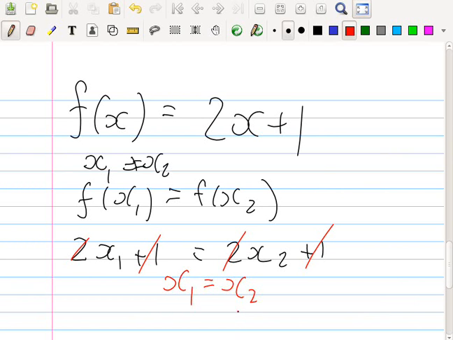Now, is it possible for this to be true? No, because our starting point is saying that they're not equal. So it's impossible for this to be true. So because it cannot be true, we say it is 1 to 1. Remember, false is 1 to 1 and true is many to 1.